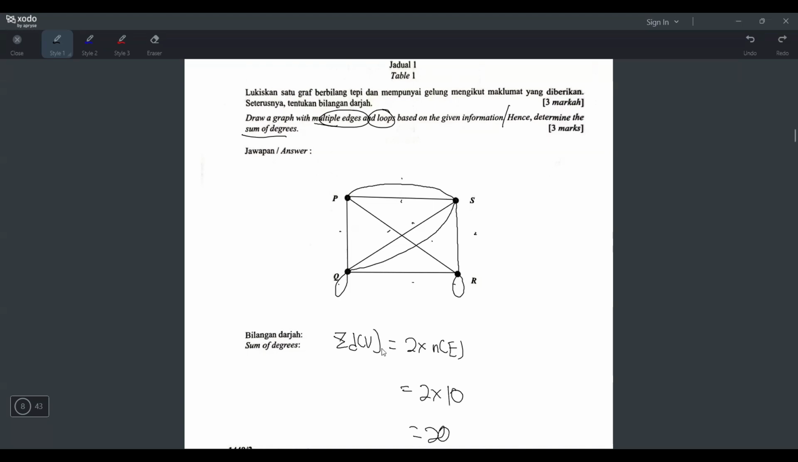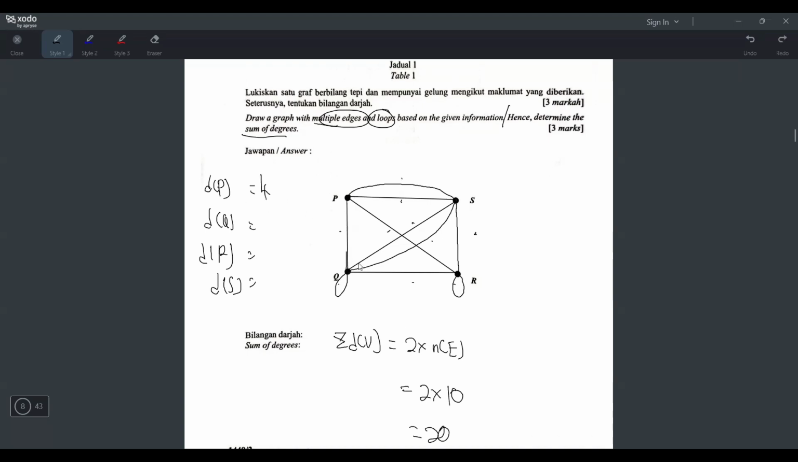Oh, and one more thing, this is the fast way to do it. The slow way is you find the degree separately: degree of P, degree of Q, degree of R, degree of S. You can also do it like this, but it's very slow. For example, degree of vertex P is how many lines connect to P: 1, 2, 3, 4. So the degree of P will be 4.